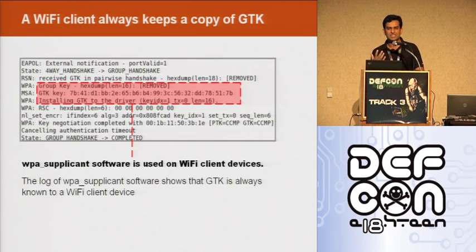Now let me ask, what is stopping that client from using that GTK for its own packet encryption? The protocol says, as normal behavior, that the client should not use this key for packet encryption. It should always use this key for packet decryption. But a malicious user can always exploit this key. A malicious user present in that network can always use this key to create its own packet.